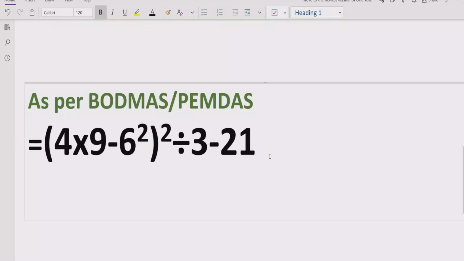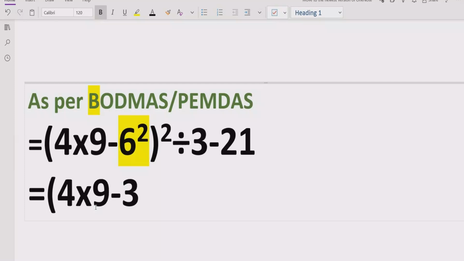According to the BODMAS and PEMDAS rule, first of all, we have to solve the bracket. So here we have this bracket which contains two operations. One is multiplication and the other one is subtraction. Also, one number has the power. So one by one, we will solve this. First of all, we have to solve the power. 4 multiplied by 9, then minus, and 6 raised to power 2 means 6 multiplied by 6, which is equal to 36. Bracket close, and outside the bracket we have the power.